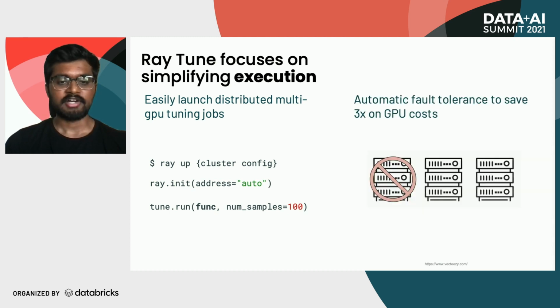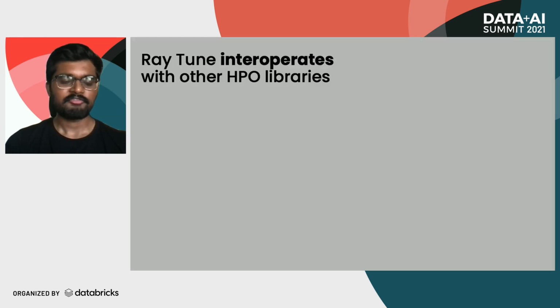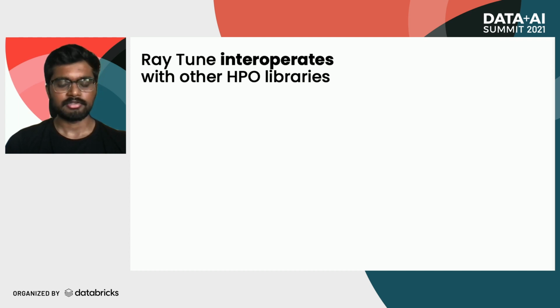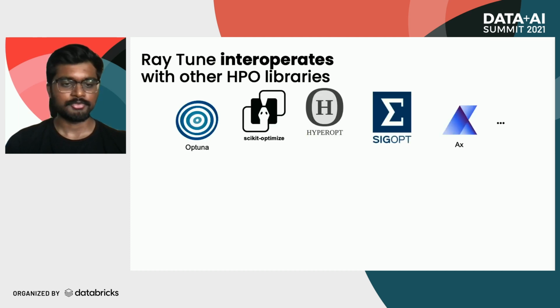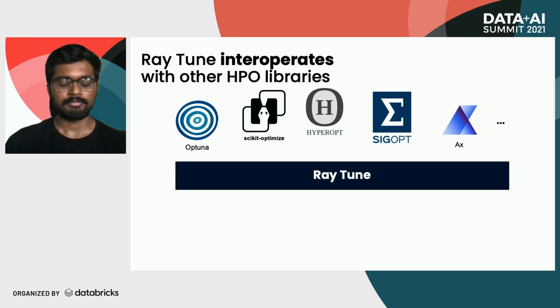RayTune also has automatic fault tolerance to save up to 3x in GPU costs, allowing you to use spot instances. And finally, RayTune also interoperates with other hyperparameter optimization libraries. You might already be tied into one of these other libraries, such as Optuna, HyperOpt, or SIGOpt. RayTune allows you to leverage their algorithmic advancements and benefits while still using Tune for distributed execution and its fault tolerance capabilities.